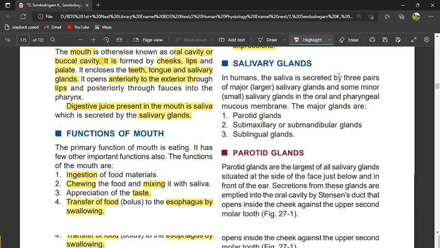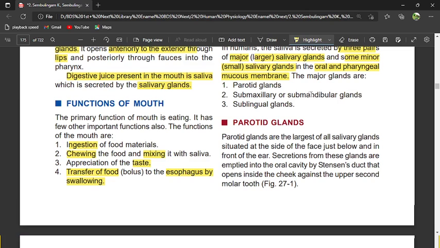Salivary gland is secreted by the three pairs. What are the major? Okay. First one, the largest salivary gland, and you have some minor salivary glands. So major and some minor salivary glands in your mouth and pharyngeal, oral mucous membrane and pharyngeal mucous membrane. Oral mucous membrane is also important for your dentist. The major glands are parotid glands, submaxillary, submandibular glands, sublingual glands also, students.